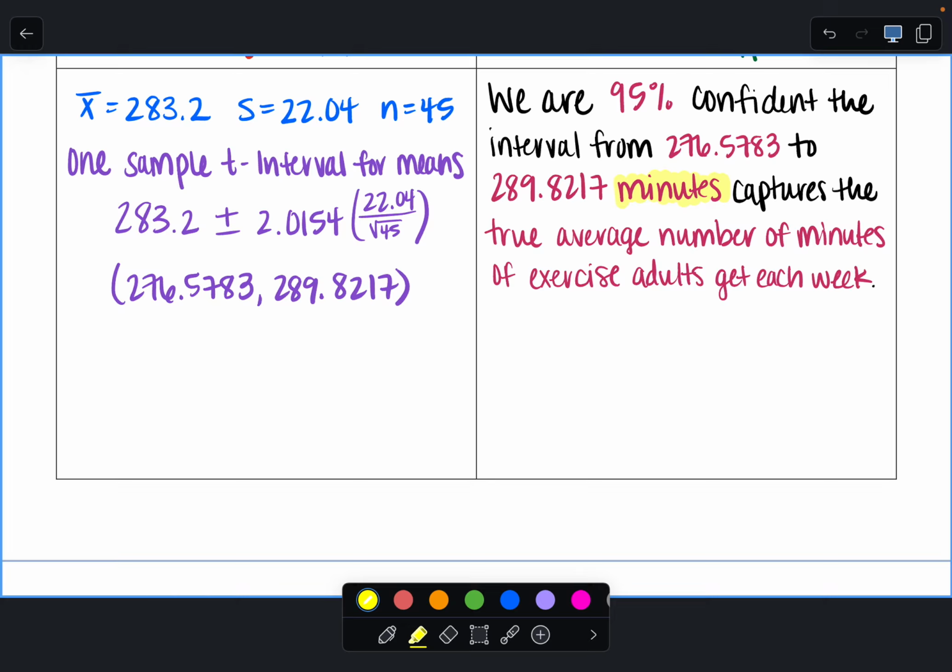Another thing to be careful of, because I know we are so used to writing true proportion, it is no longer a true proportion.